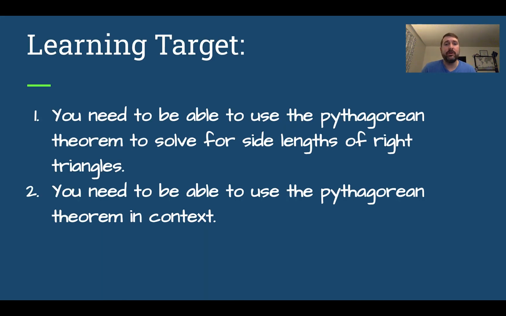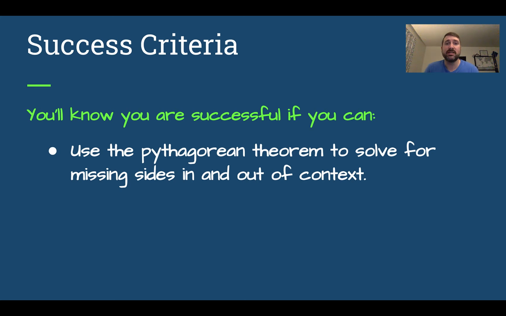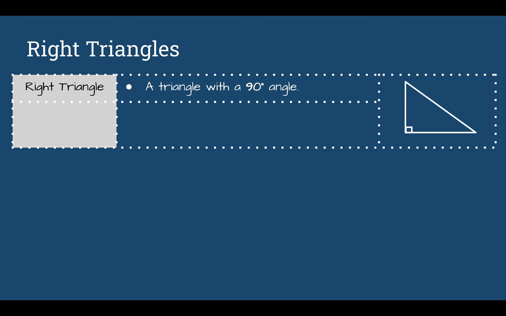After this lesson, you need to be able to use the Pythagorean Theorem to solve for side lengths of right triangles, and you need to be able to use the Pythagorean Theorem in context. You'll know you're successful after this lesson if you can use the Pythagorean theorem to solve for missing sides in and out of context. The first part of this lesson is to know the parts of right triangles.